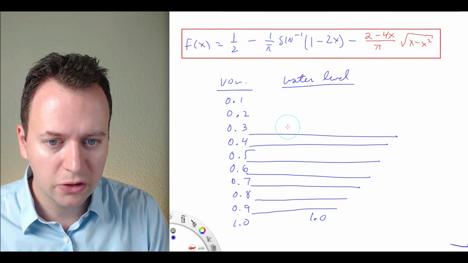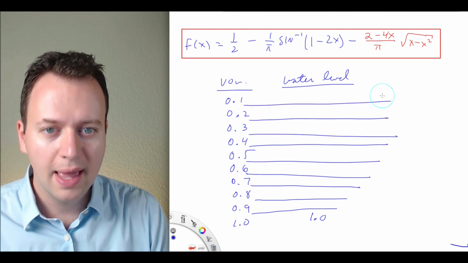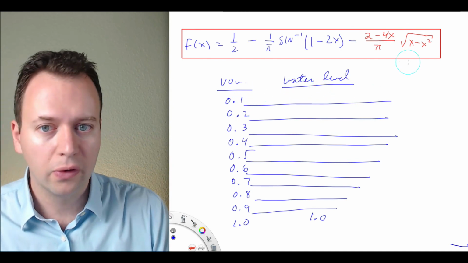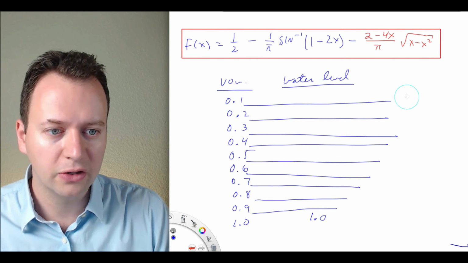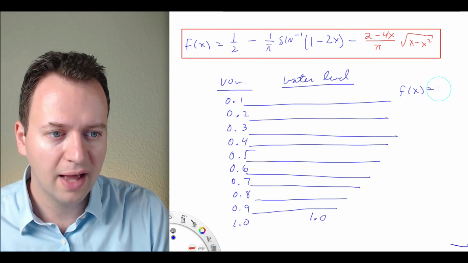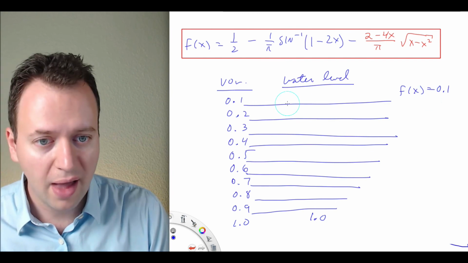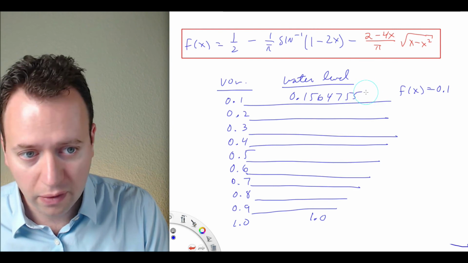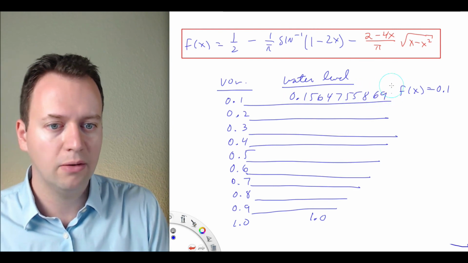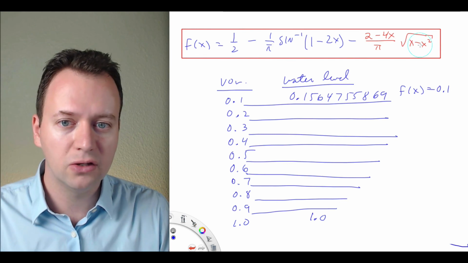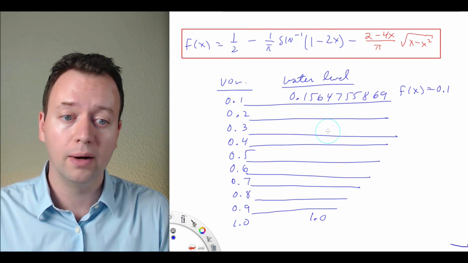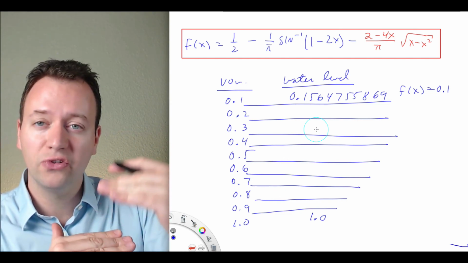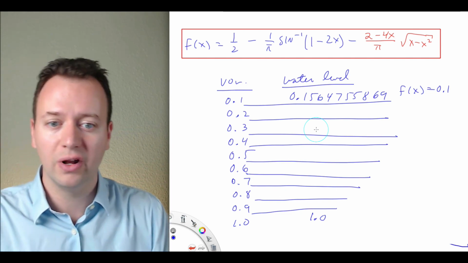Essentially what I did is use a computer to invert this relation and get the water level as a function of the volume. So here I solved for what value of x makes f of x equal to 0.1. The value of x here is 0.1564755869. You can check that. Take this value of x, plug it into this function, and it outputs 0.1, which means that the water level, the depth, has to be about 16% of the way up to get 10% of the volume.